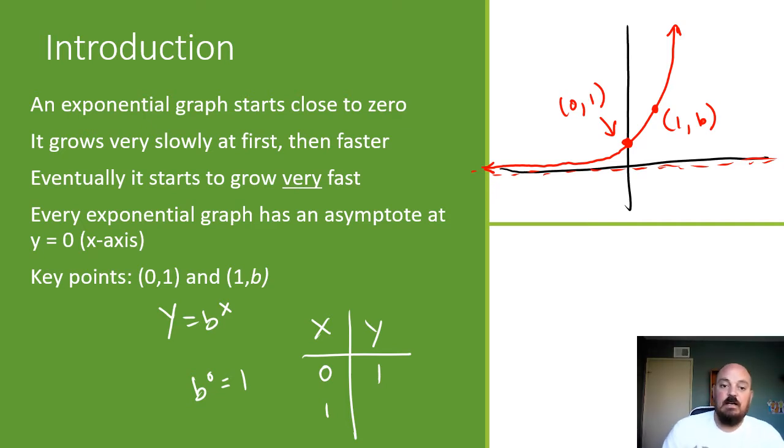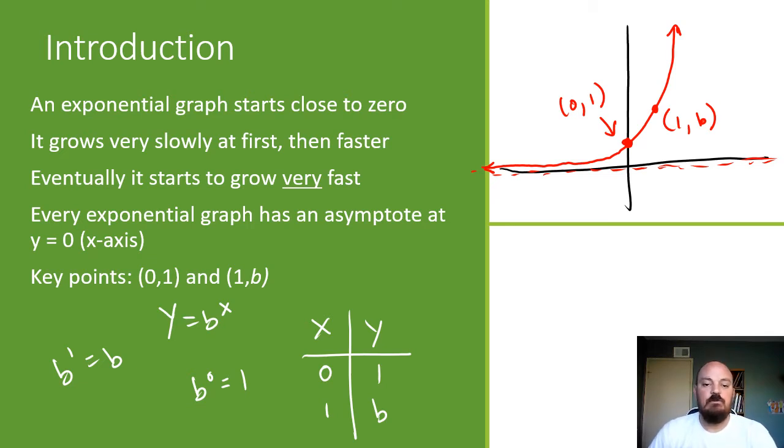Now for my second value, if I plug in 1 for x, I get b to the first power, which is just b. And that's where those 2 points come from. It's a very simple concept: the 2 easiest x values to plug in are 0 and 1. If I plug in 0, I'm going to get 1 no matter what the base is. And if I plug in 1, I'm going to get the base, whatever it is.